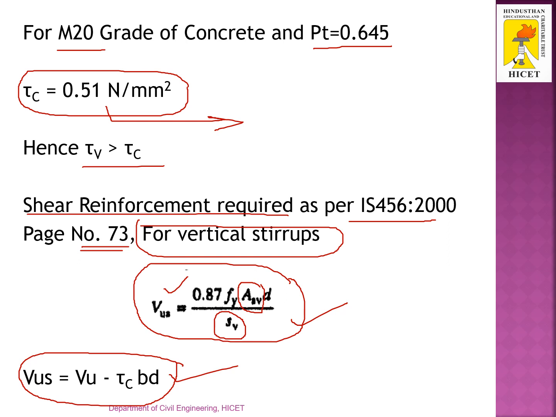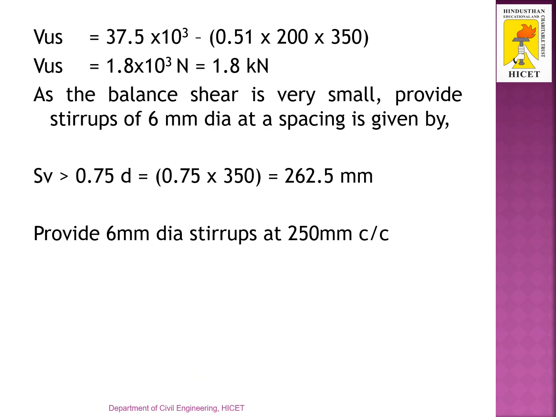Where VU, we already have the value of VU, and we already found the value of tau C, and we already have the values of B and D. So by substituting all these values, you can get the value of VUS. VUS is equal to VU minus tau C B into D. By substituting, the balancing shear is equal to 1.8 into 10 to the power 3 Newton. In terms of kilonewton, 1.8 kilonewton.